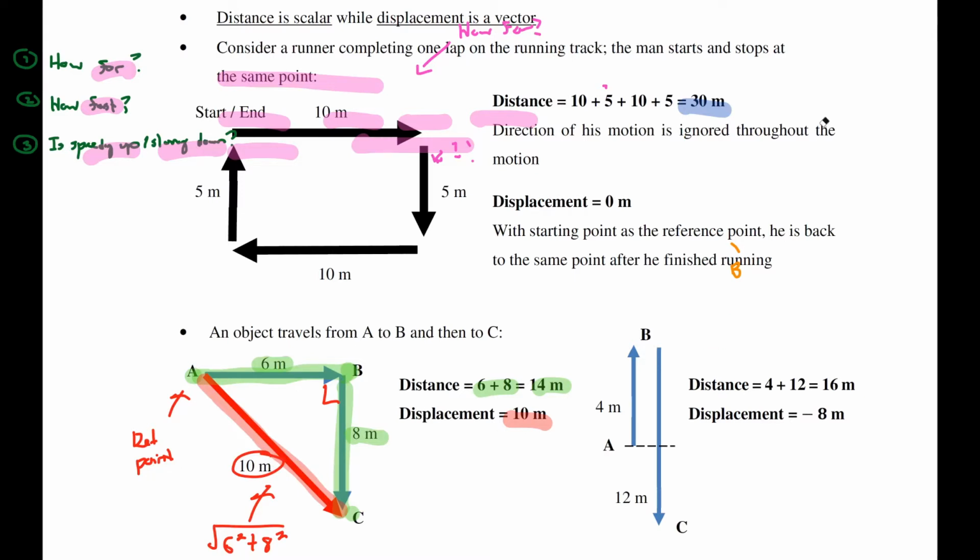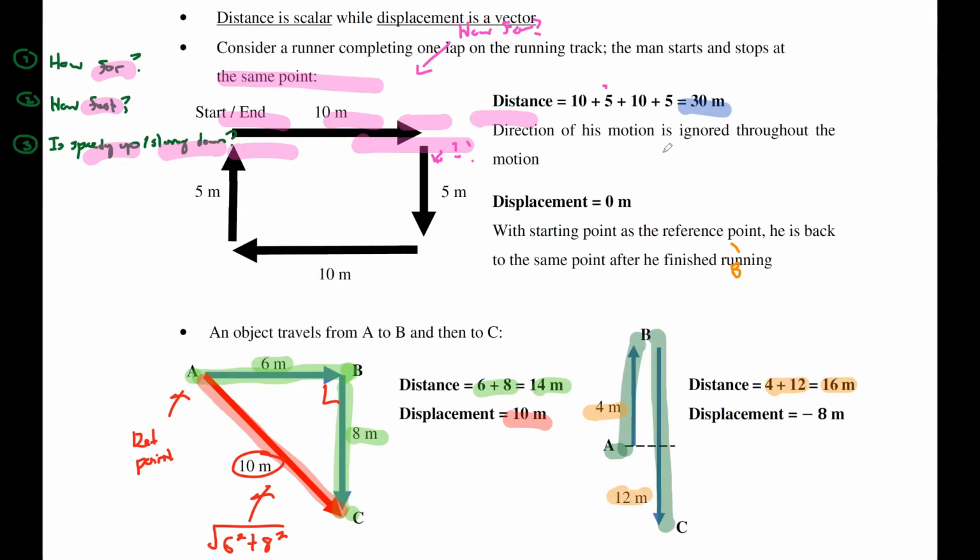Then if you have another case where you have an object that moves from point A to B, and then the person made a U-turn and moves in the opposite direction. Right now we ask you what is your distance traveled. Your distance will just be 4 meter plus 12 meter, giving you 16 meter.